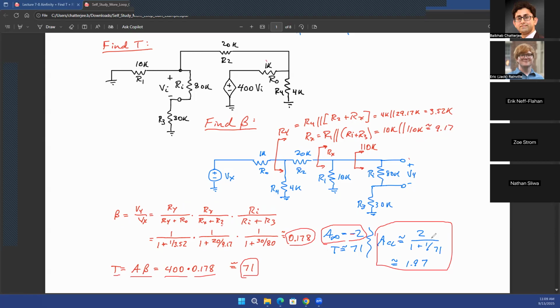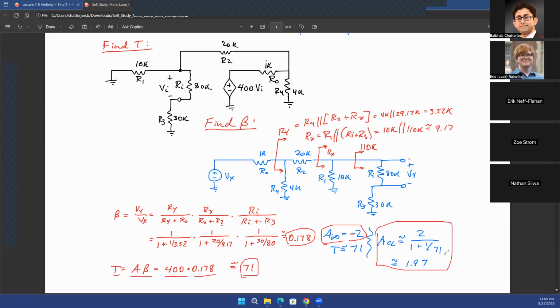Even if you do not consider the non-idealities, you will say that my gain is going to be 2. And if you consider the non-idealities, your gain is 1.97. So you're still pretty close. So for this particular application, it is okay even if you don't consider the non-idealities.